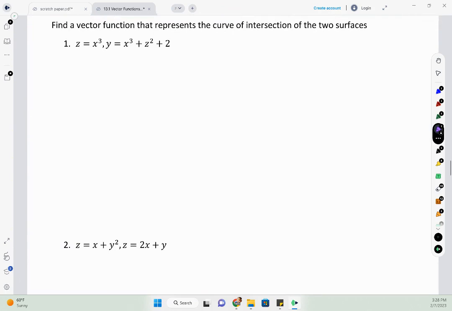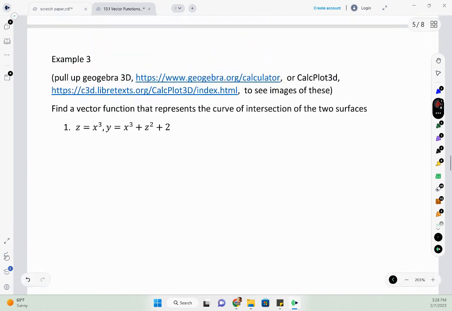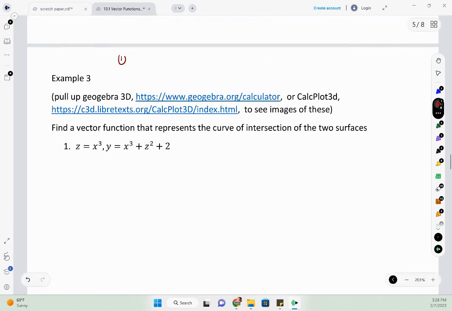All right. In this first one, we've got z is equal to x cubed and y is equal to x cubed plus z squared plus 2. This is not totally obvious. I know it's not obvious. So let's slowly walk through this. When I've worked through this problem, I found two different ways to parametrize it. But there are two bits of information I want you to know. First, try to get all variables in terms of t. That's our goal.